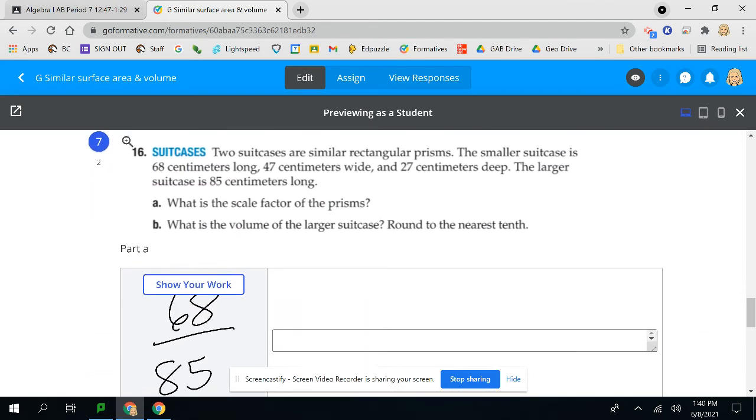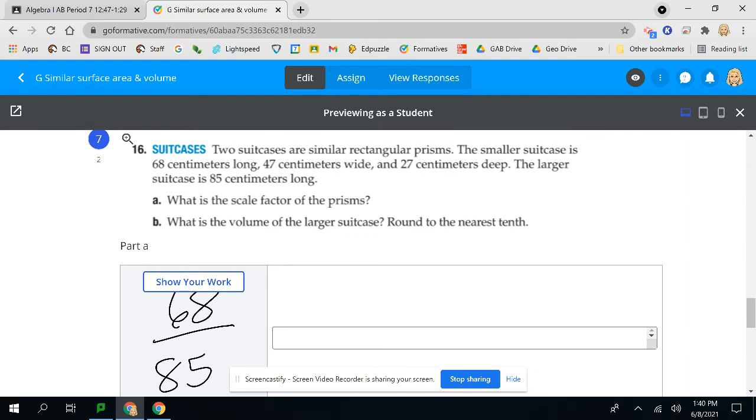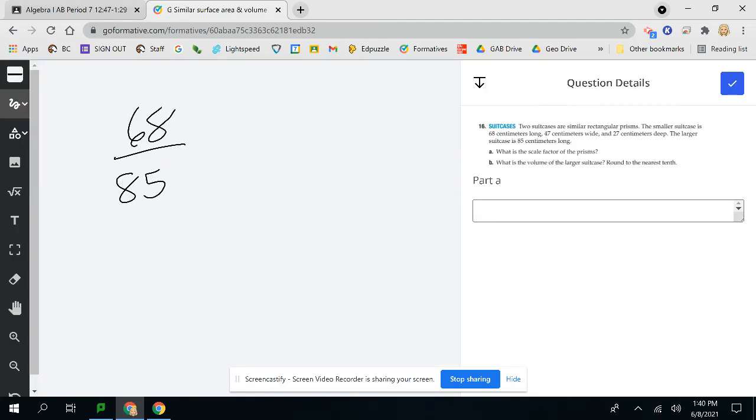Number 16. Here we're talking about our suitcases. So what is the scale factor of the prisms? I did smaller over larger. It didn't tell us, so you could have done either way. So for the scale factor, I have to compare the length with the length. So it's 68 over 85, and that's just the answer there.